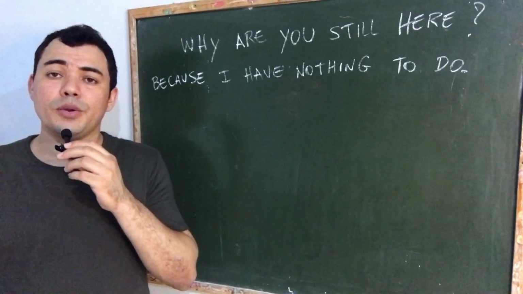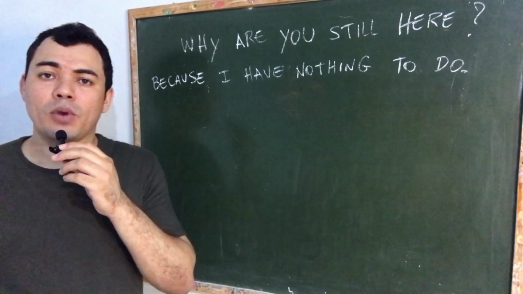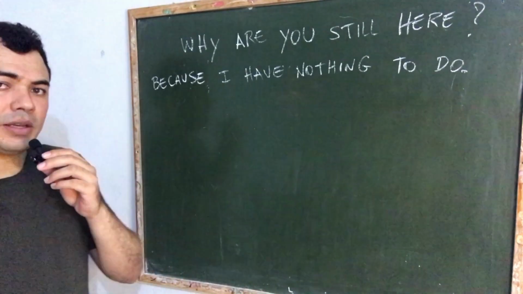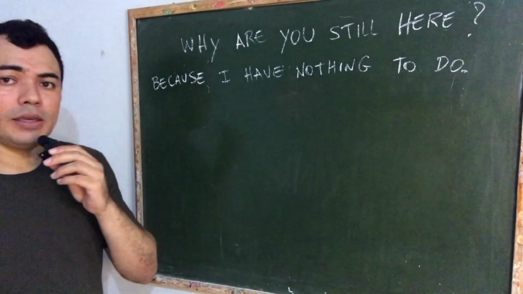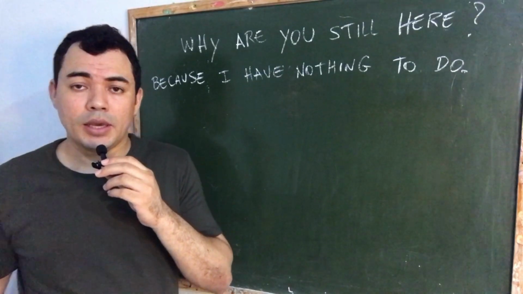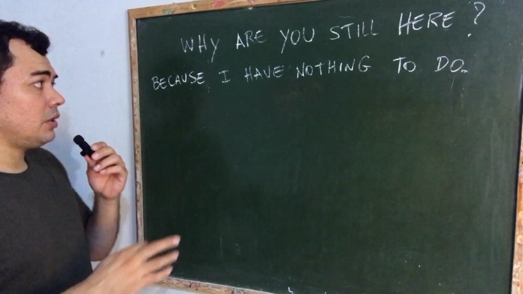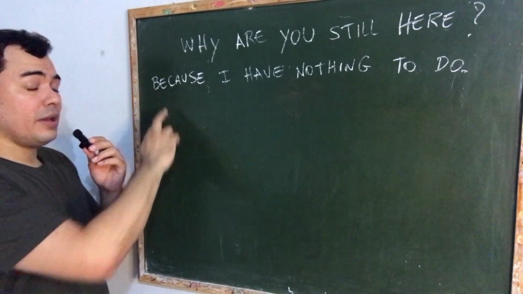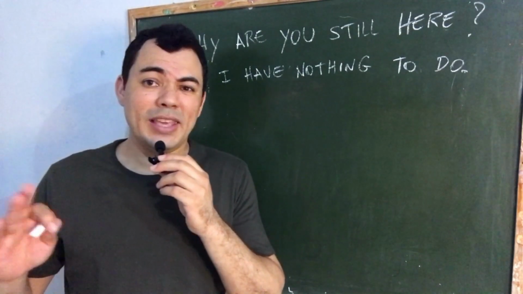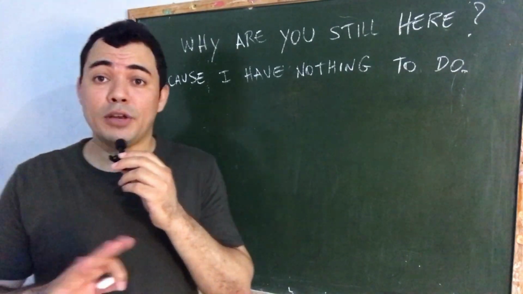So folks, here we have two more common linking words in English. If someone asks you a question, they have to use why. As an example, why are you still here? And to give them an answer, you have to use the linking word because. Oh, because I have nothing to do. You're giving them a reason, and the reason is that you have nothing to do.